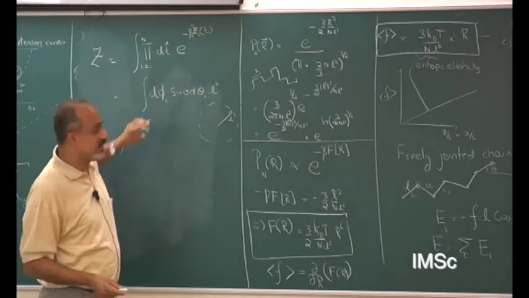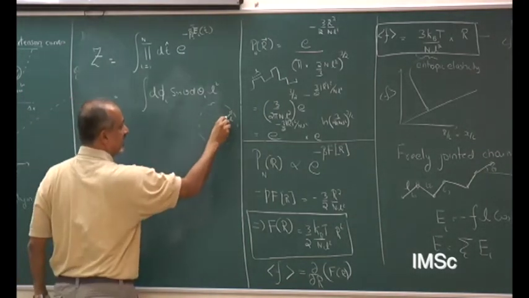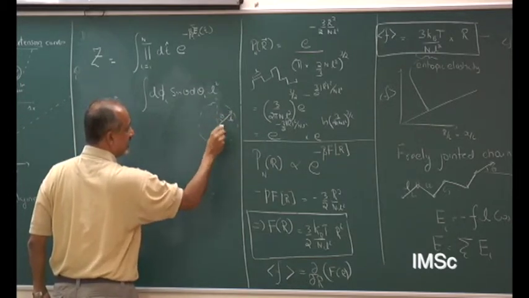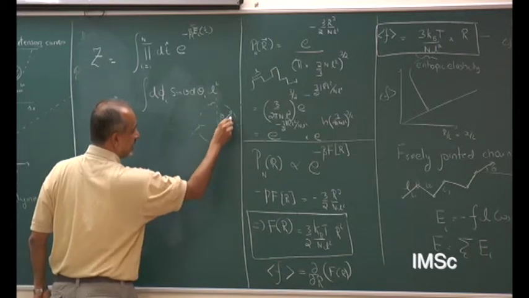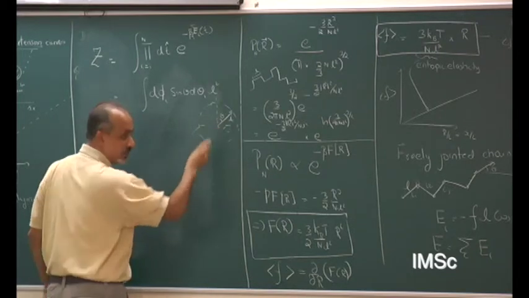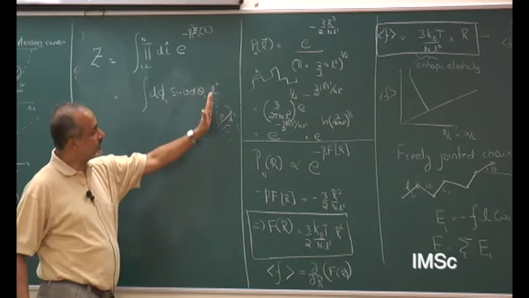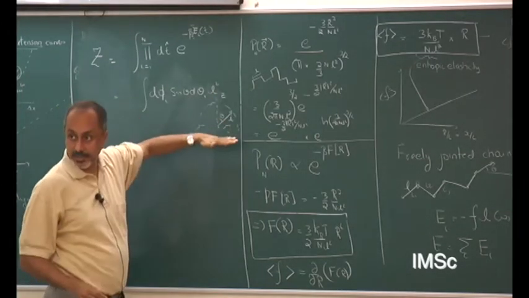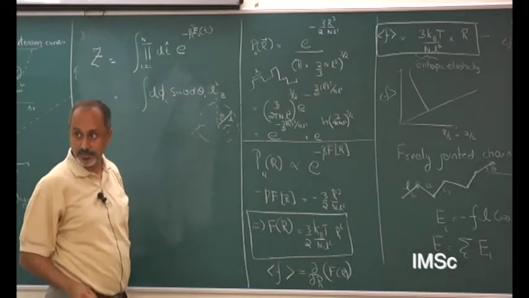So each of these distances here are specified by what is the angle theta that it makes with respect to the z direction, and what is the phi that it makes with respect to its projection on the xy plane. So theta is with respect to the z direction here, and phi is with respect to the xy plane.